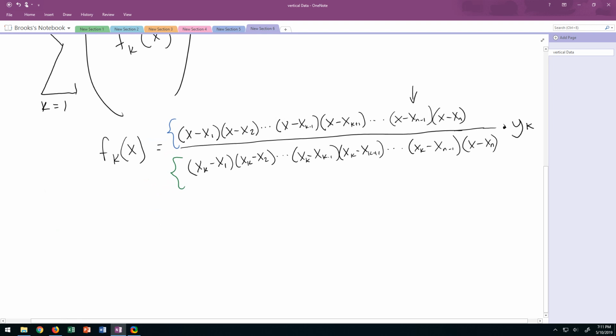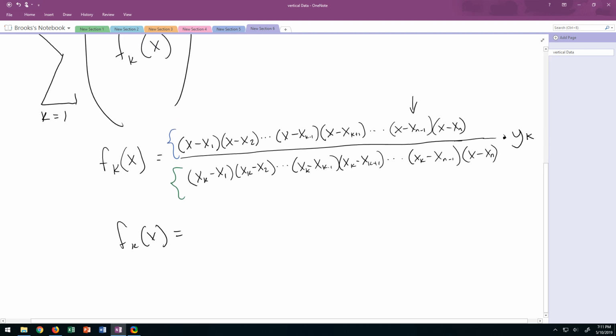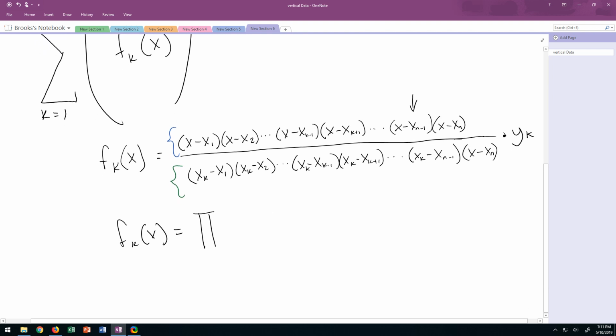Not too bad. Let's write f sub k of x in a product form, summation big pi. Is that what they call it? They call this one big sigma, so I wonder if they call this sigma notation. Do they call this pi notation? That sounds kind of weird.